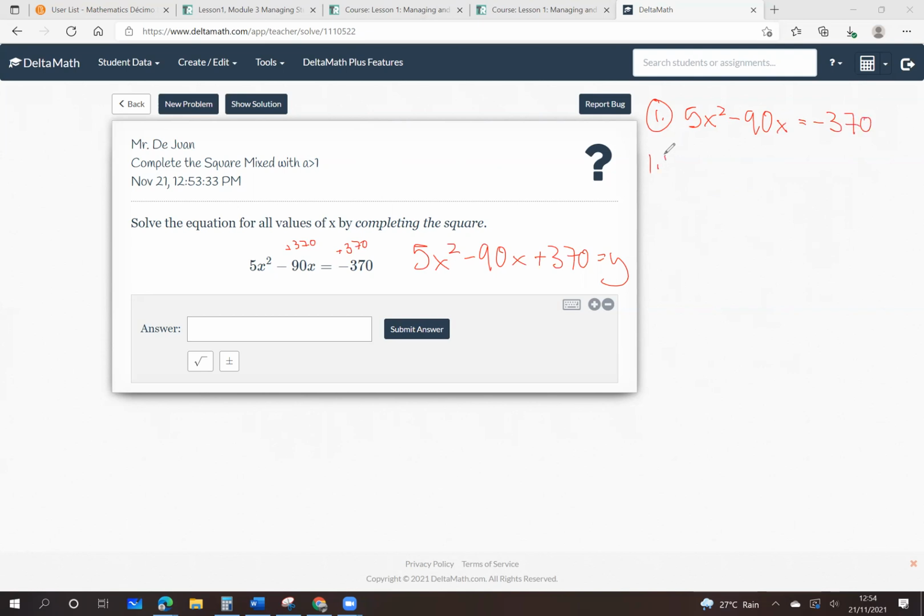Step 1.1. If you guys remember from class, you have to divide by 5. You need to get rid of your a term. And here we're quite lucky that it gives us quite a nice number. 90 divided by 5 is going to be 18x. 370 divided by 5 is going to be negative 74. Yeah, negative 74. Okay.